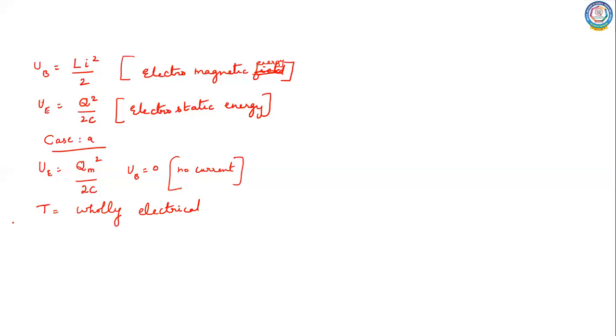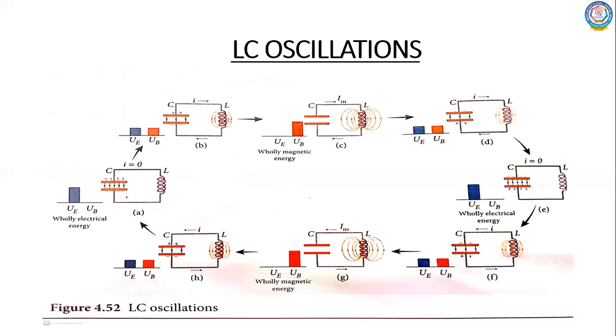So here, when we consider the total energy, it is only due to the energy that is stored in the capacitor, which is completely electrical. So the total energy will be wholly electrical, which is represented in this diagram.